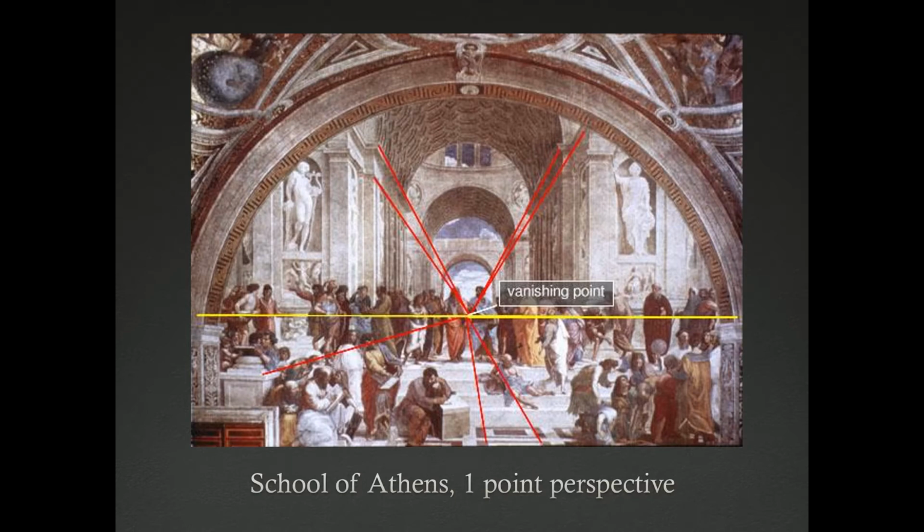Going back to the School of Athens, if we were to map out all those diagonals, they converge at a point in the center, which helps to draw our eye around the image and keep coming back to the center where we have these philosophers discussing the nature of reality.